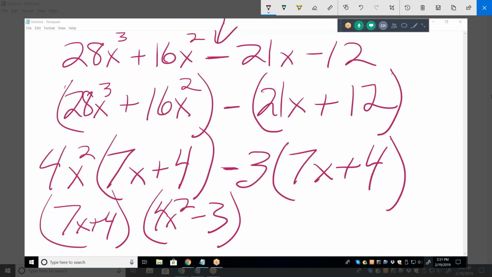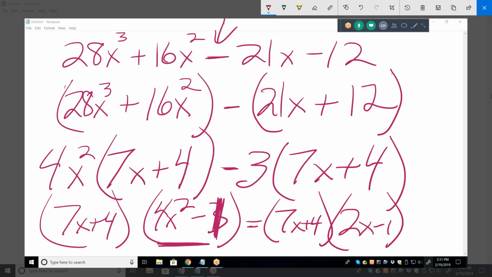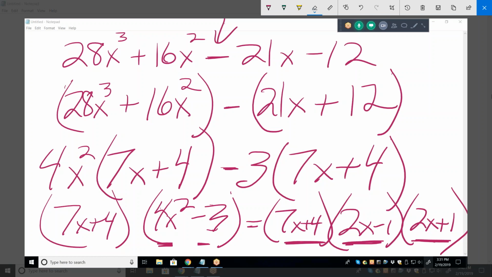Occasionally, this will be a perfect square number like 1, and I could take it down further. In other words, that would equal 7x plus 4, and using difference of perfect squares, that would be 2x minus 1 times 2x plus 1. So again, it's nice if you can take it down to linear factors. Because this is a 3 and not a 1, I don't have to do that. I can leave that as the answer.